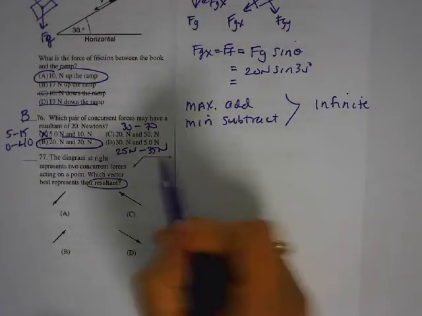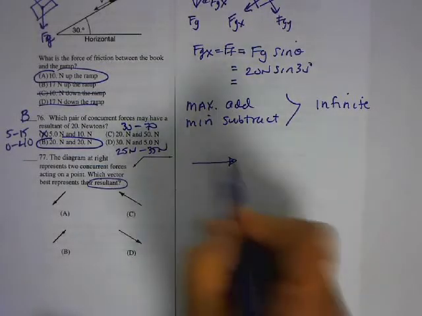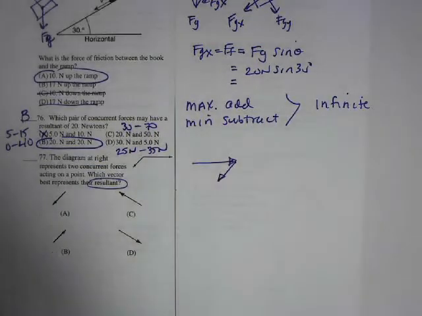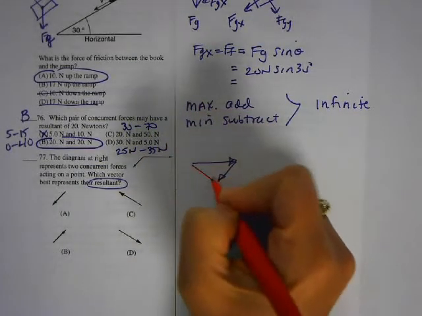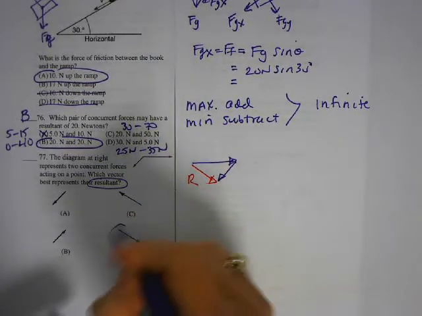So here's my two vectors. Does it matter which one I do? It doesn't matter. If I do the top one like this, from the head of this vector, I do the tail of the other. There's my resultant. So now when I look at my choices, the one that looks like that is obviously D.